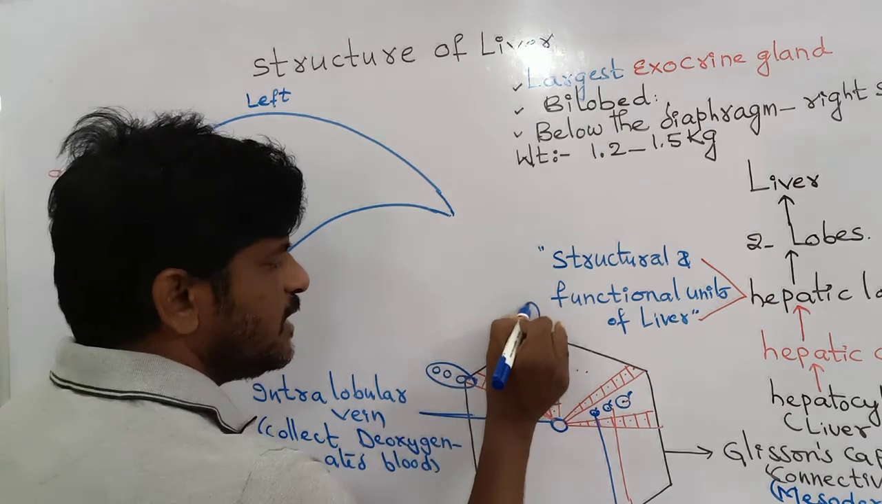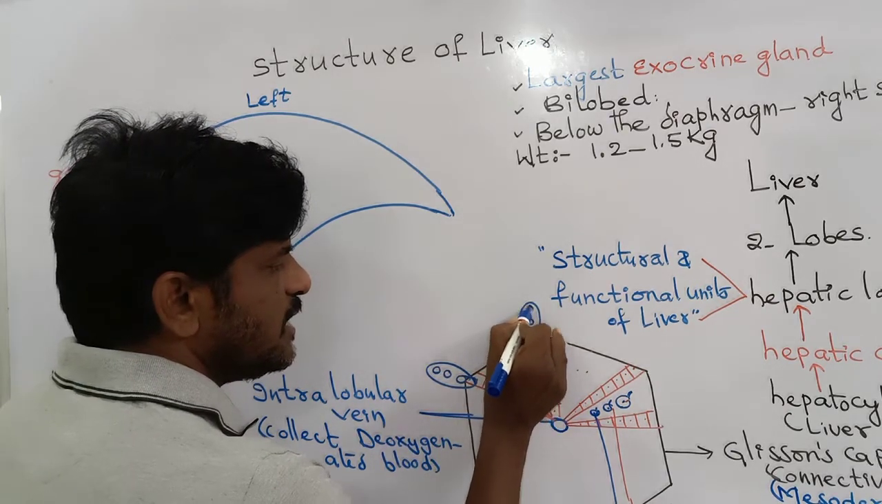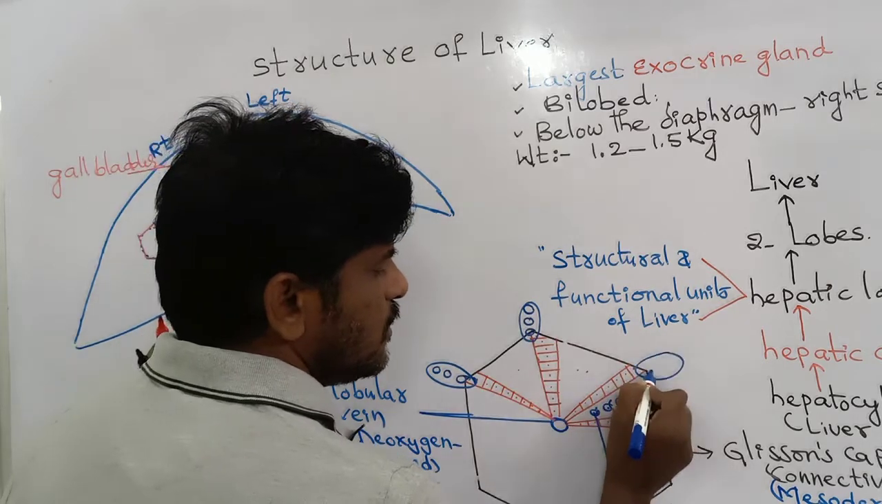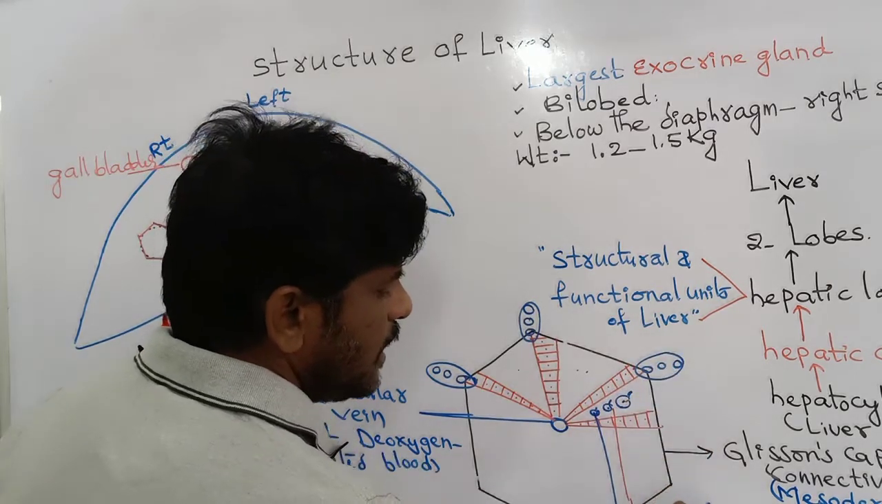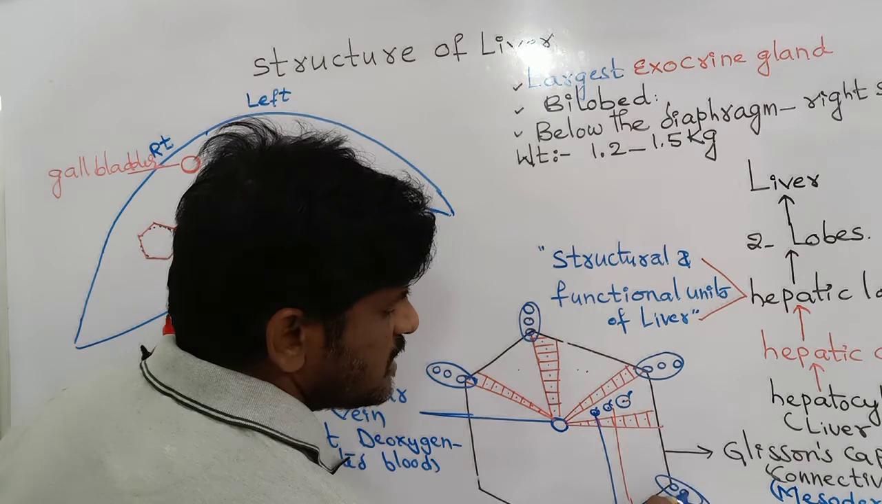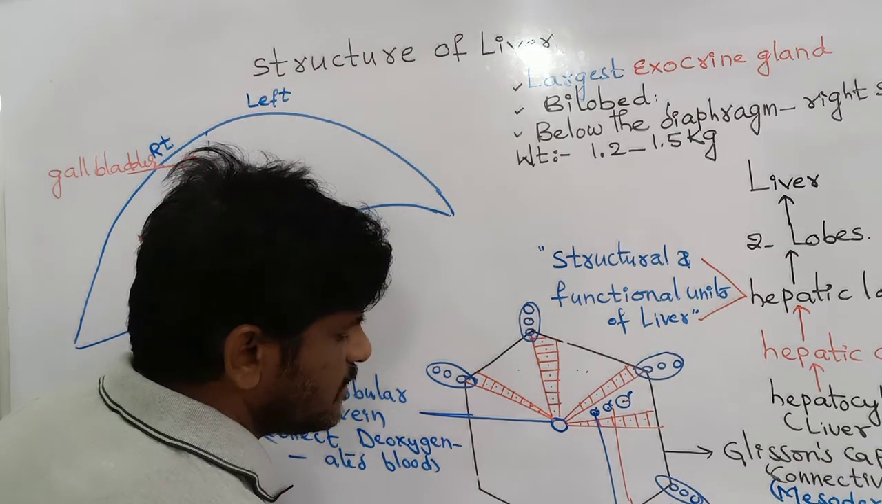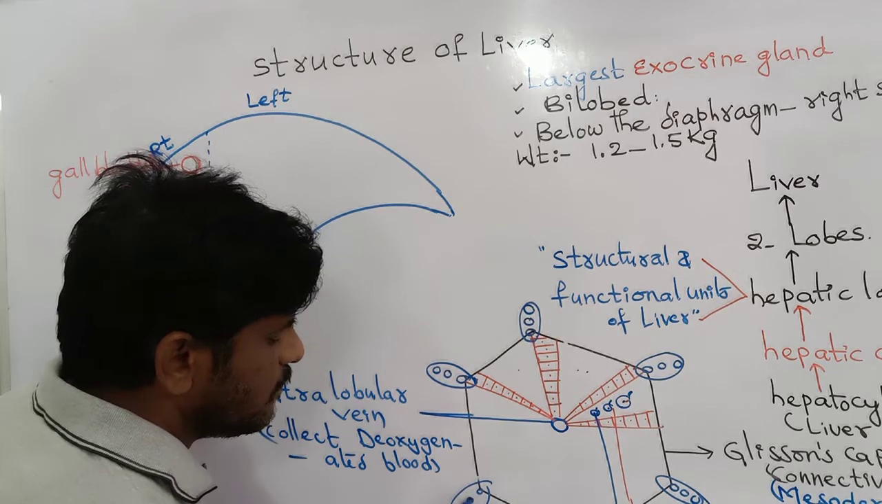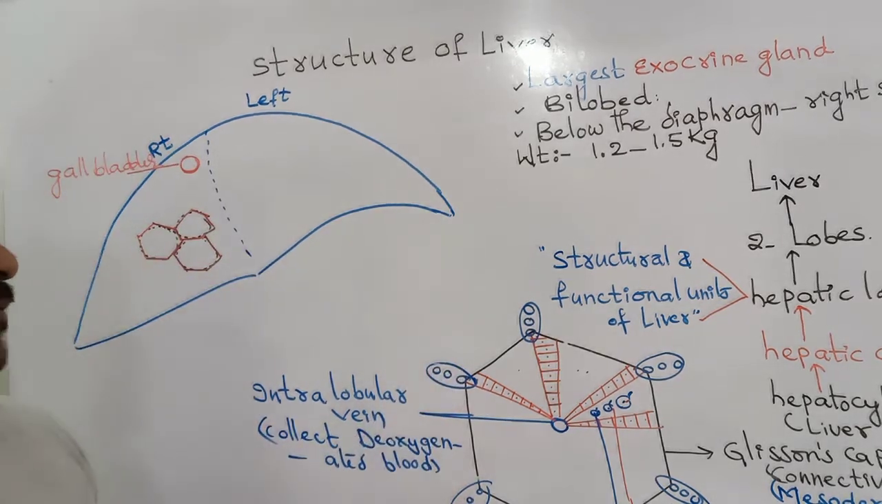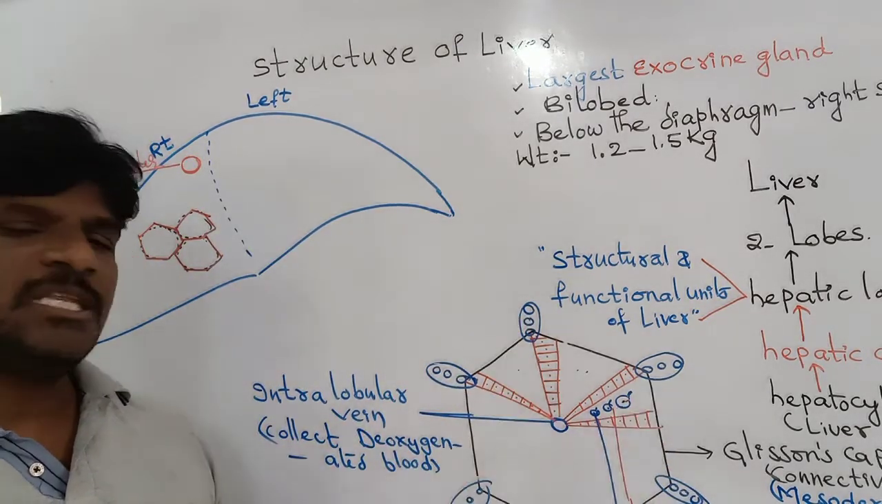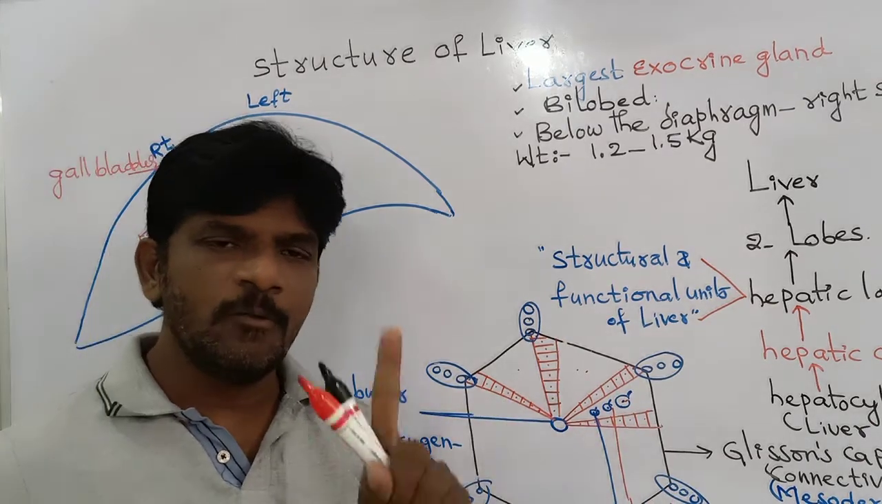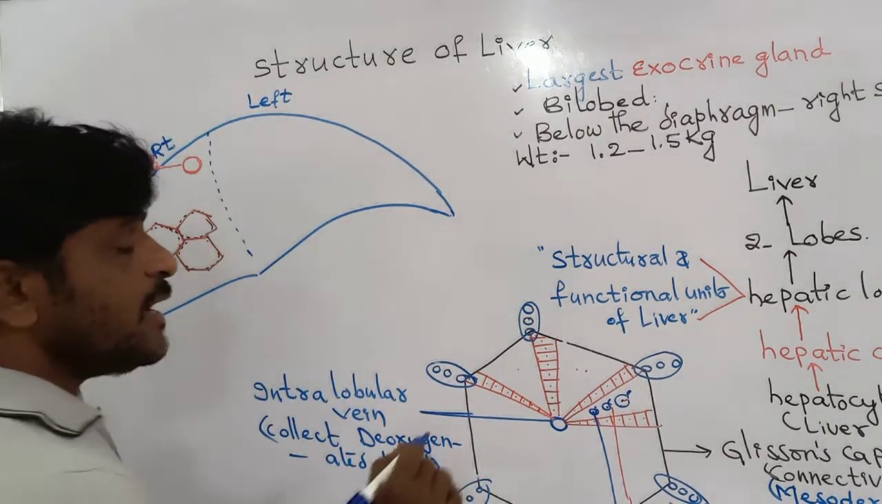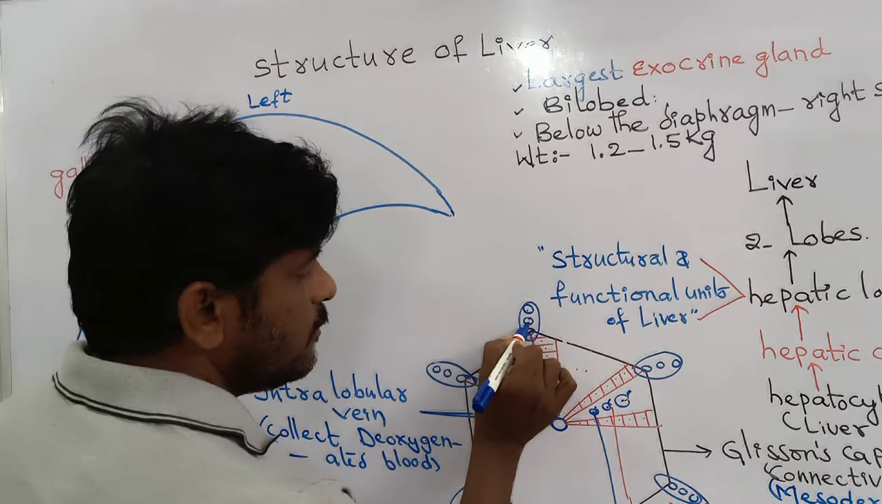It is one hepatic triad. It is another hepatic triad. So per one lobule, 6 hepatic triads are present, 1, 2, 3, 4, 5, 6 per one lobule. Each hepatic triad contains 1, 2, 3.